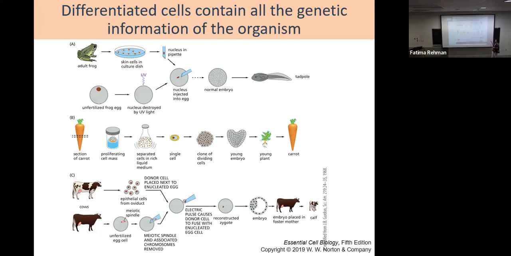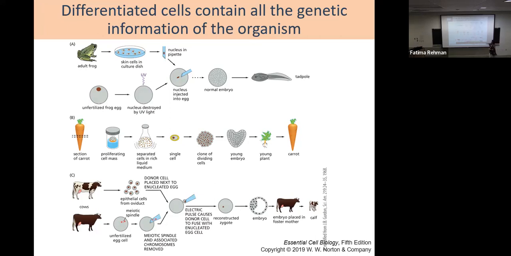Again, this also told you that it didn't matter what type of cell you're starting with. If you have the right environment, you can actually keep them proliferating, get more cells, and if you give them the right situation, they can develop into a fully grown plant that it came from or an animal that it came from. Again, showing that the genome is the same throughout that process.